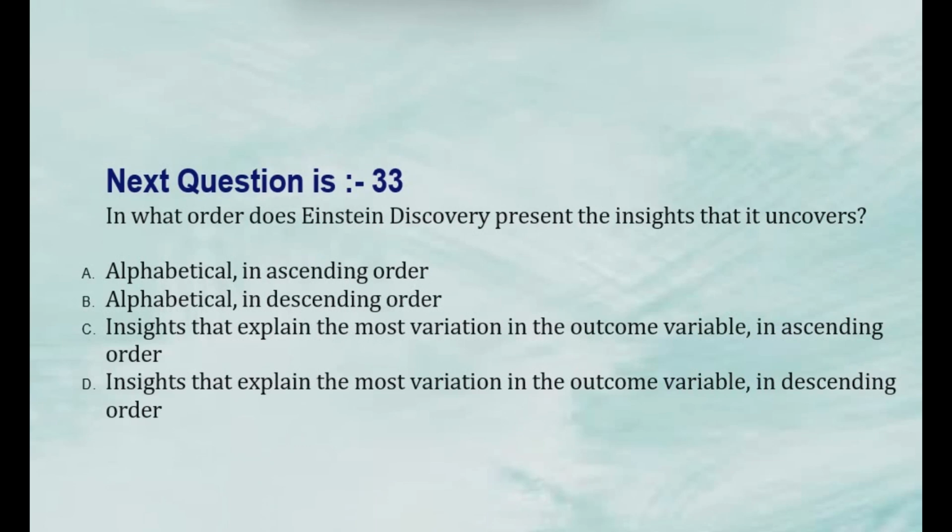Question is, in what order does Einstein Discovery present the insights that it uncovers? Option A, alphabetical in ascending order. Option B, alphabetical in descending order. Option C, insights that explain the most variation in the outcome variable in ascending order. Option D, insights that explain the most variation in the outcome variable in descending order.